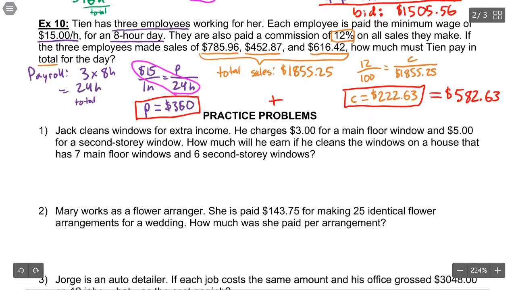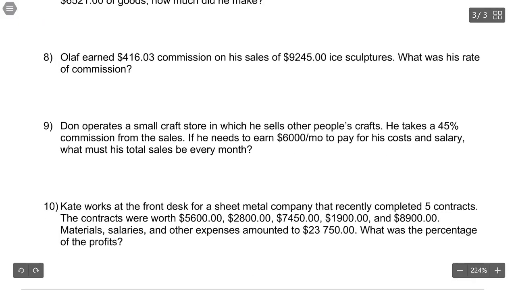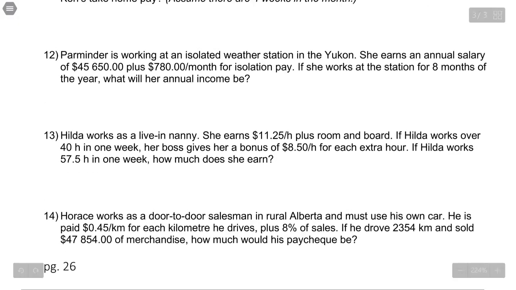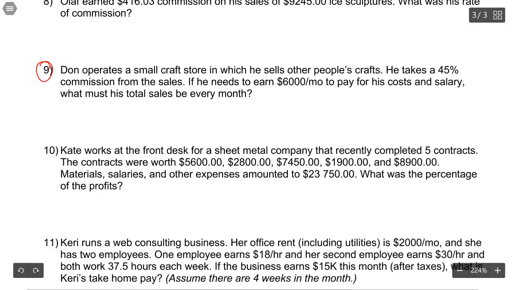All right, and now you've got some practice problems. 1, 2, 3, 4, 5, 6, 7, 8, 9, 10, 11, 12, 13, 14. Question 9 originally was a typo, by the way. So if you like, you can use this question 9 if you want a bonus question.